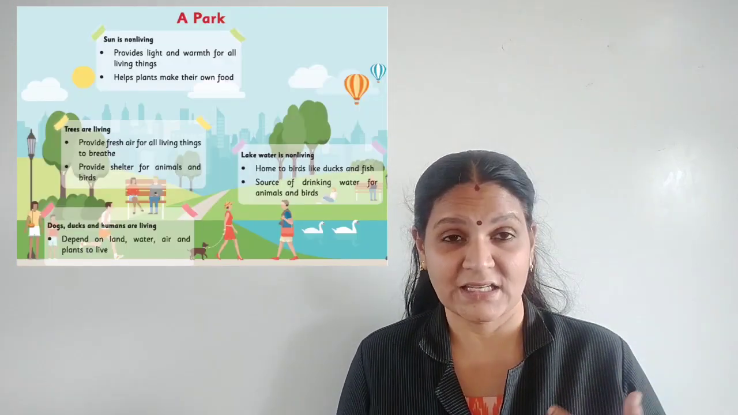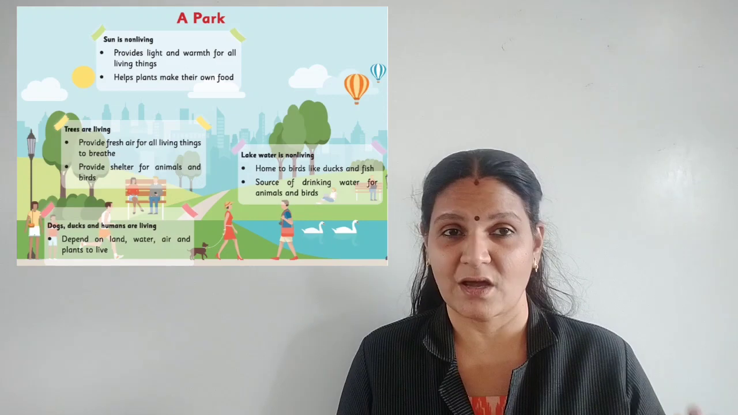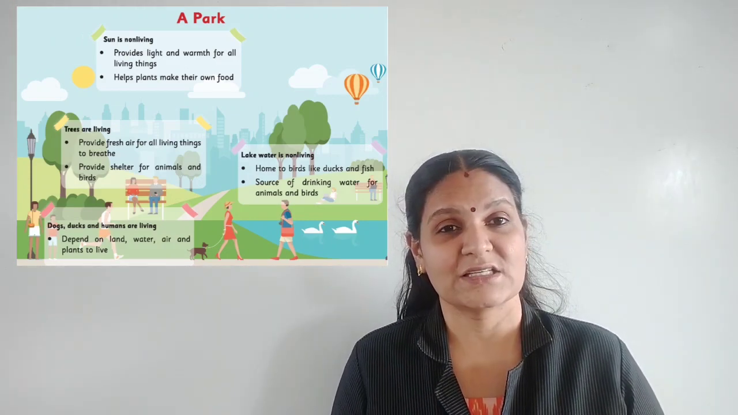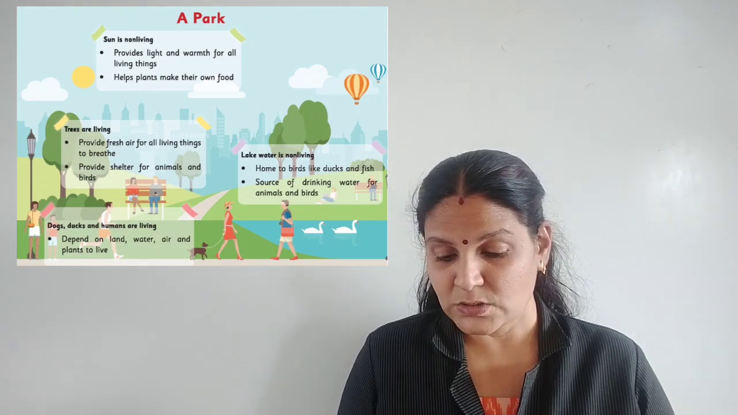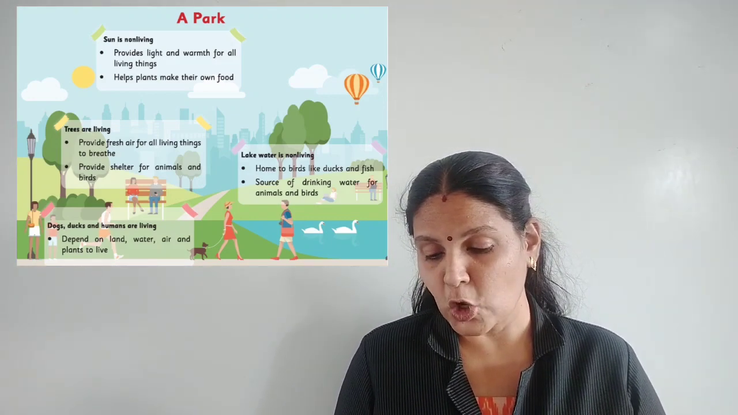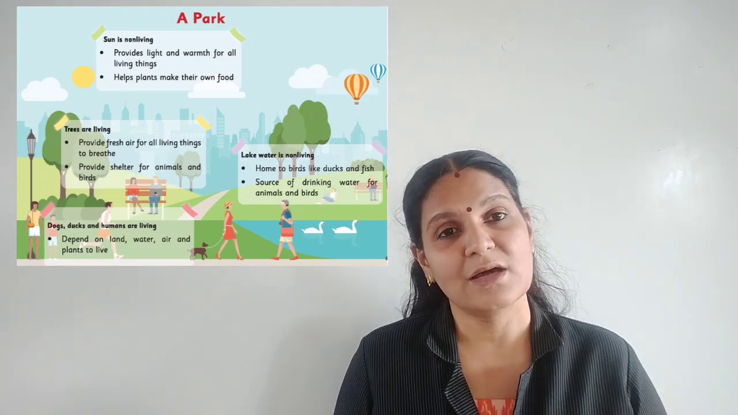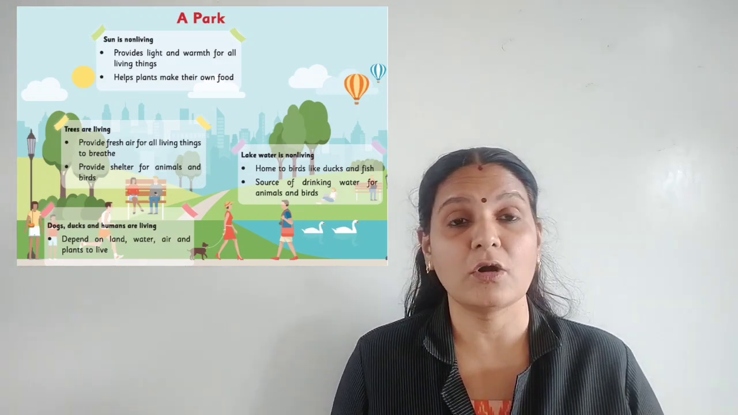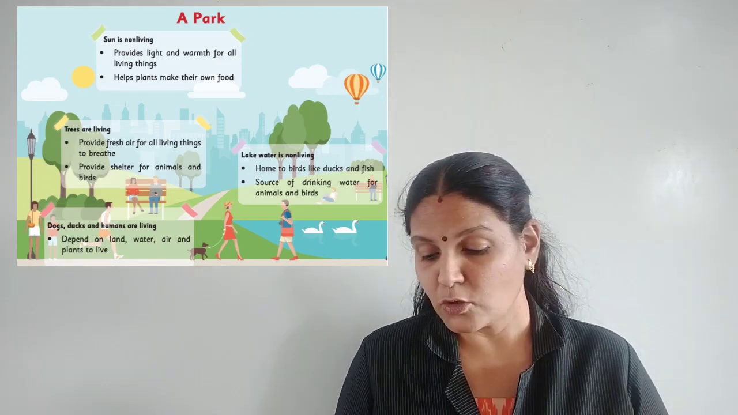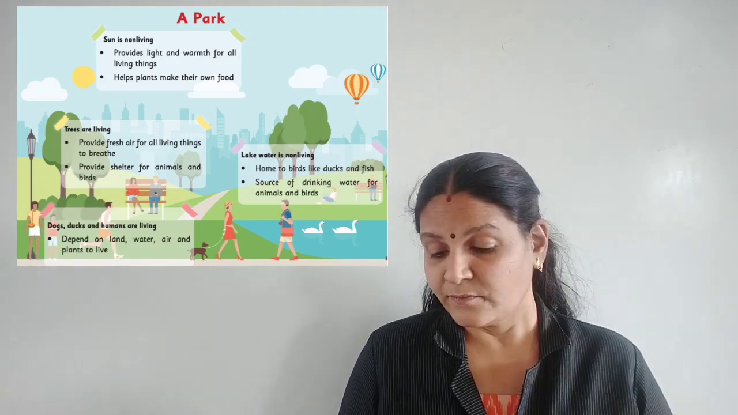The plants take in carbon dioxide and give out oxygen, which is very essential for living things to survive. In the same way, you can see the animals, ducks, dog and humans. These are all living things and they all depend on the land, water and air, and also the plants to live.